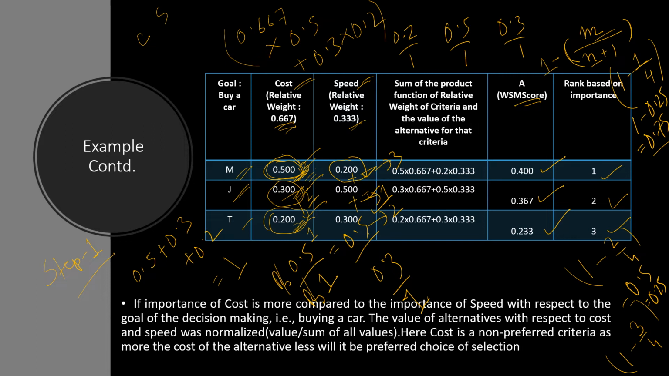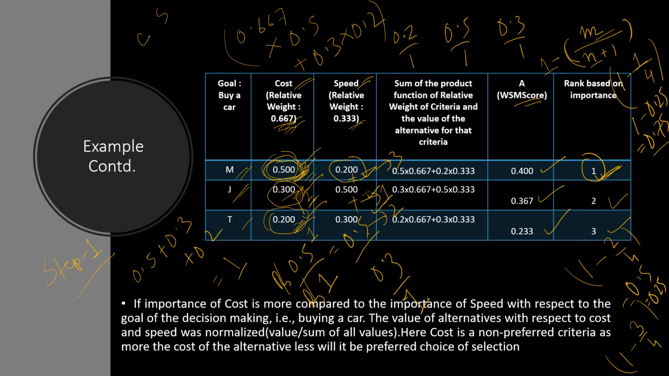And as usual, as this is after inverse ranking, that is why Mercedes was selected as the best alternative, because it has the highest value for cost after inverse ranking, and I have given the highest weightage to cost compared to speed. That is why this has been my most preferred or most dominant alternative among these three. So this is overall what weighted sum method is.